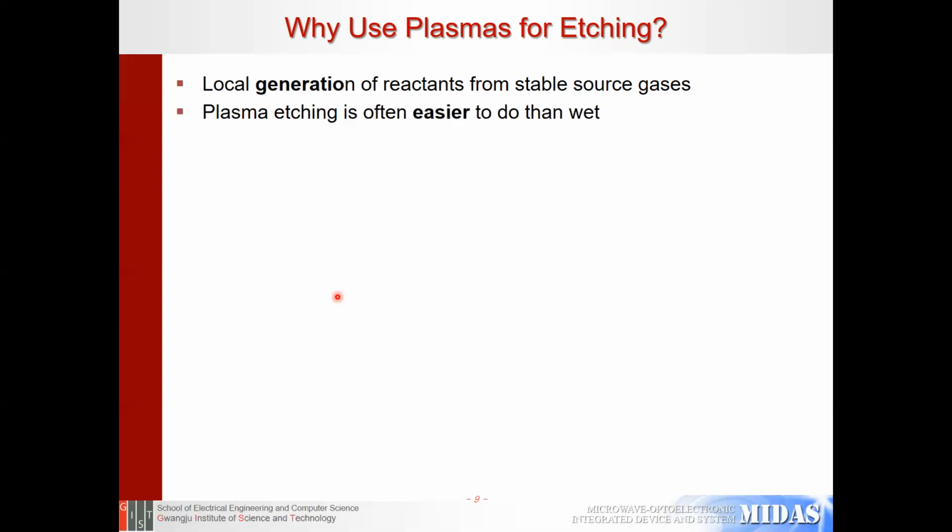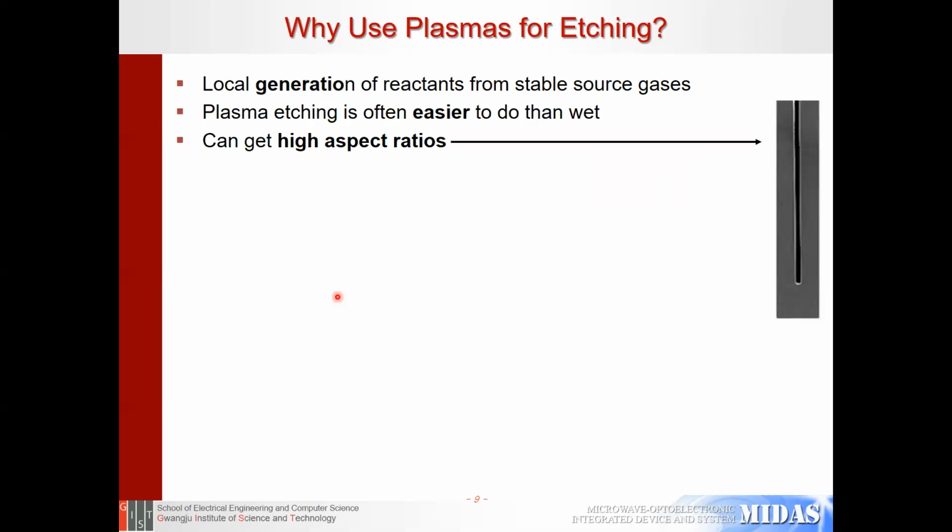Third, the aspect ratio is very high. We can get very high aspect ratio using plasma etching. What is the aspect ratio? Here I have shown it in the diagram. The aspect ratio is the ratio of the depth divided by the width. Here I am showing an etch into the silicon with an aspect ratio of 40 to 1. Depth-wise we have 40 and width-wise we have 1.